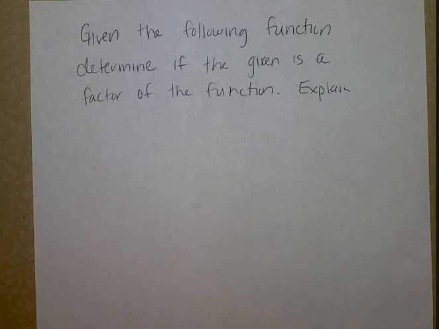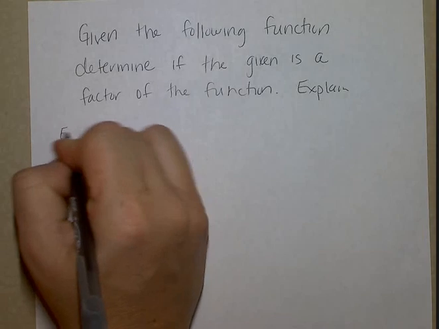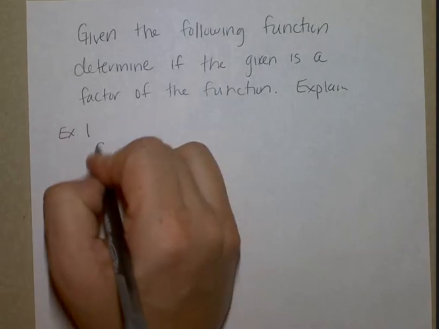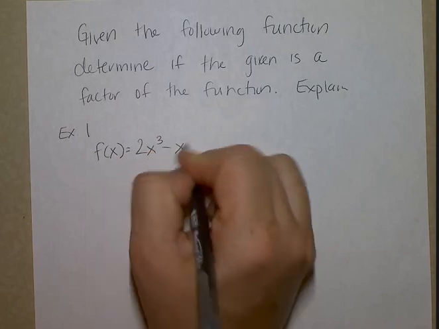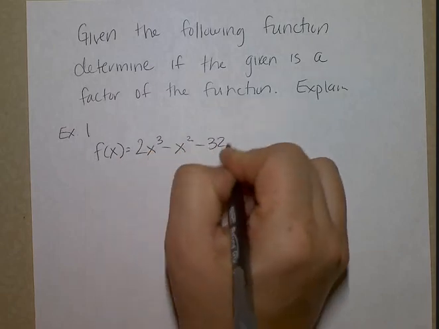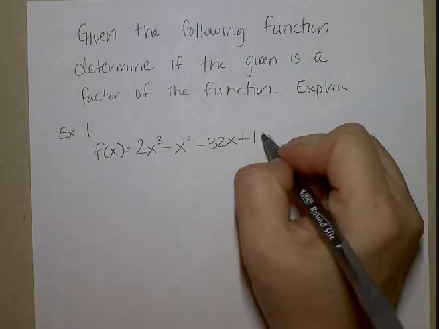So for this problem, we're going to start with the given function. Let's say we're going to do 3 examples for this type of problem. Let's start with f of x equals 2x to the third minus x squared minus 32x plus 16. And they're going to give you a factor.